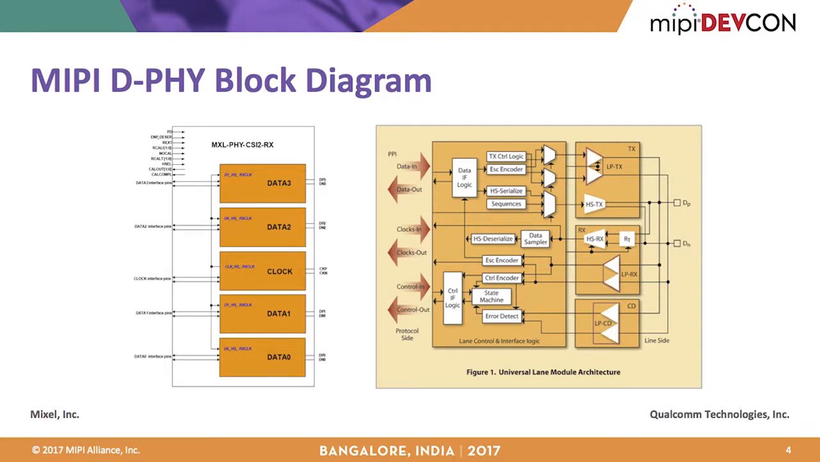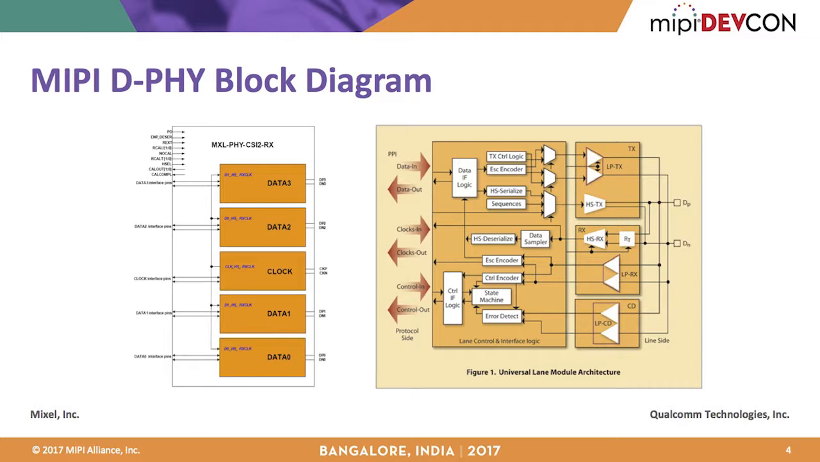So that's the D-PHY. This is the block diagram of the D-PHY. D-PHY is a source synchronous SerDes. So you have a clock and so many data lanes. It can be one or more. This is the block diagram of one lane.